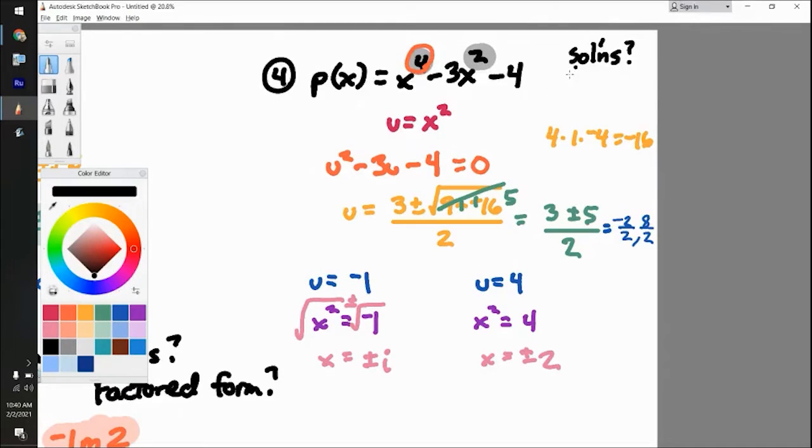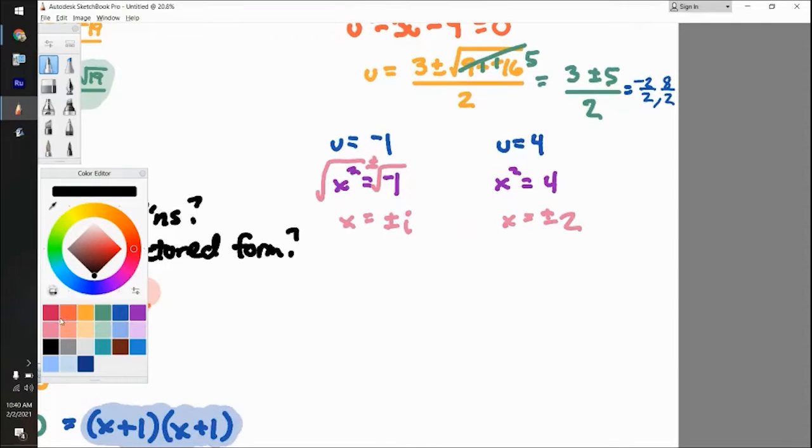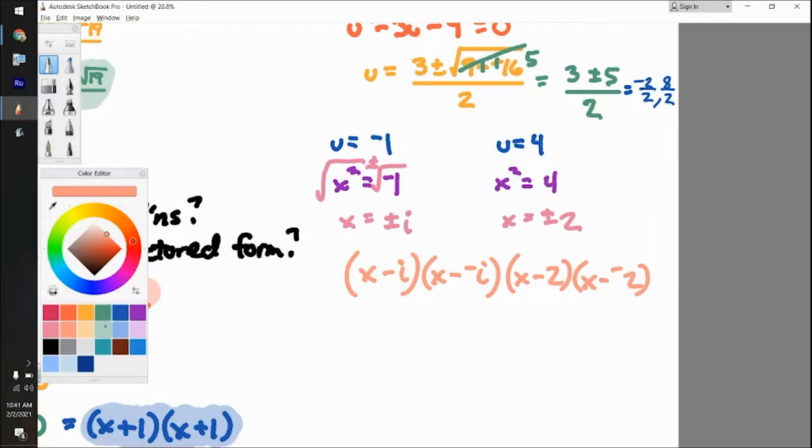Okay. What about factored form? For factored form, since we have the solutions, all you have to do is x minus each of the solutions. So x minus i, x minus negative i, which is just x plus i, x minus 2, and x minus negative 2. Okay. And then you can simplify these. And there you go. That's factored form for it.